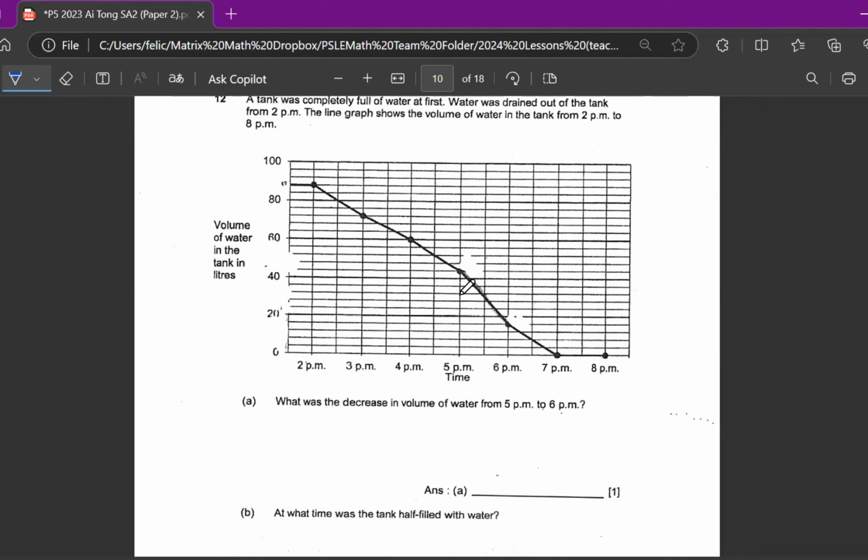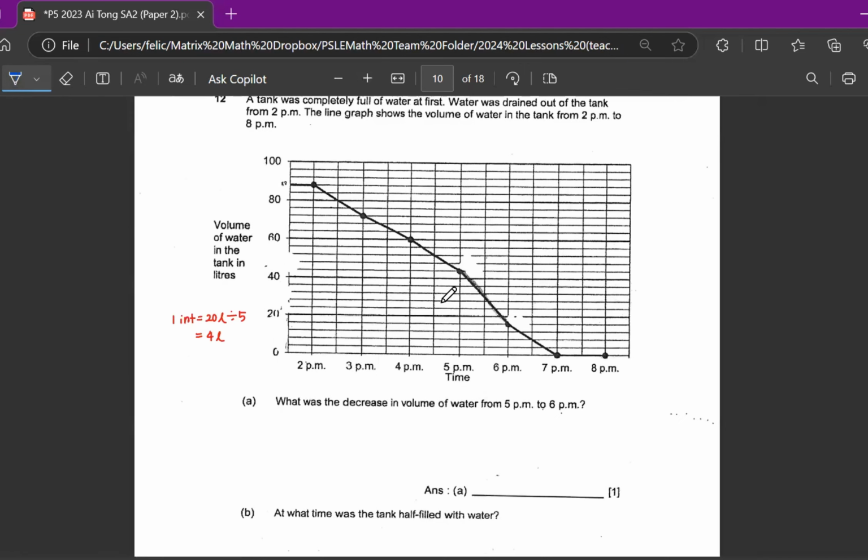So we want to find the decrease from 5 to 6. We're going to look at the points 5 to 6 first. At 5 p.m., you must be clear how to count the intervals. So this is 1, 2, 3, 4, 5. 5 gaps, 5 intervals is 20 liters. So every interval is actually 4 liters, correct? Because 20 divided by 5. This is how you calculate. Let's go and note at the side: every one interval is actually 20 liters divided by 5 intervals. So every interval you jump by 4 liters. That's what it means.